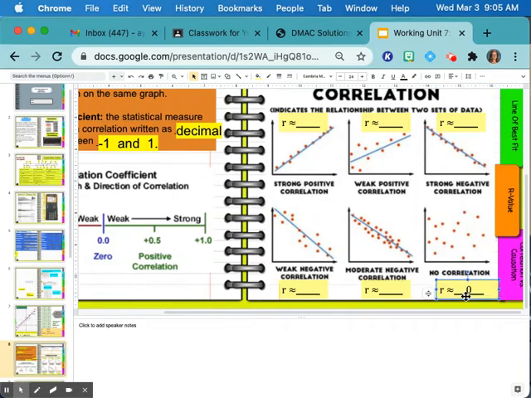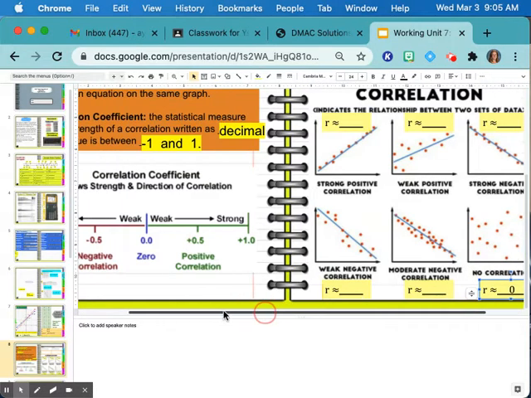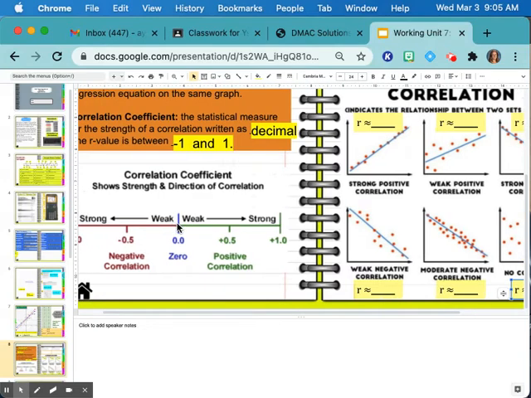That's going to be a 0 correlation, no correlation. It's going to be at 0. There's no trend in the way the points are graphed. It's not going up, it's not going down. Then the further that it gets to 1, the stronger the correlation. So like a 0.5 would be considered a weak correlation, but it is positive. If it's closer to 1, it's going to be stronger.